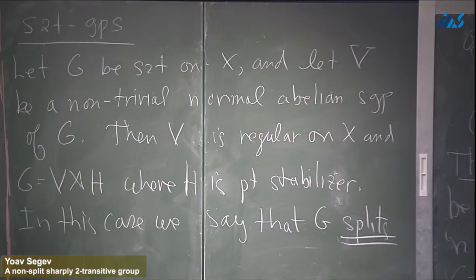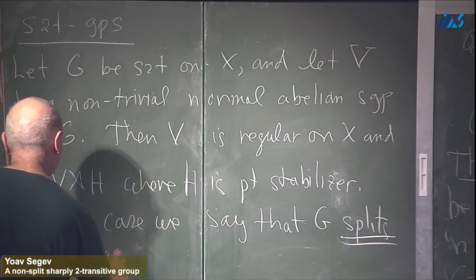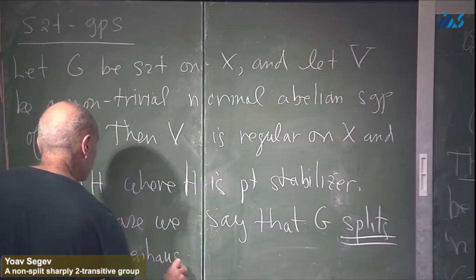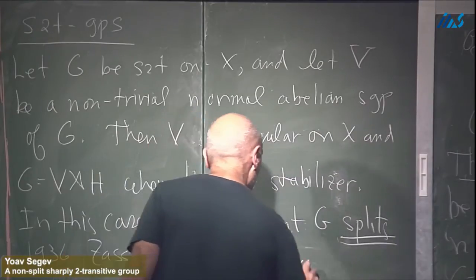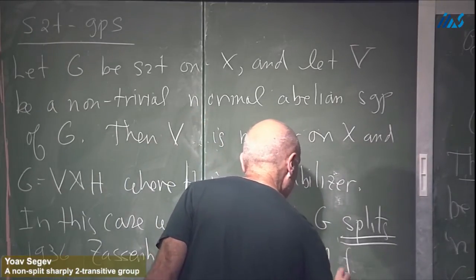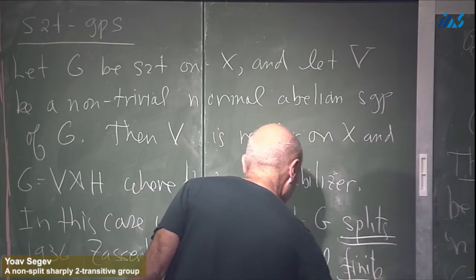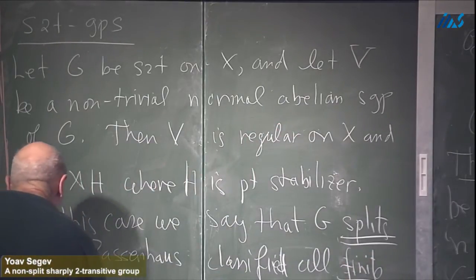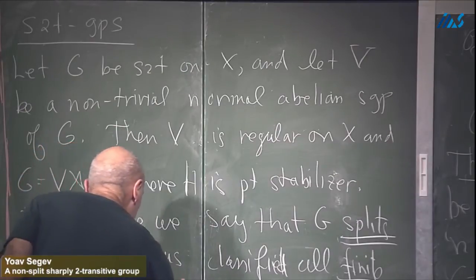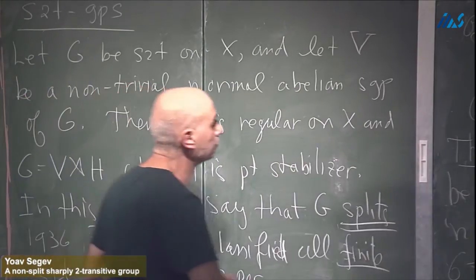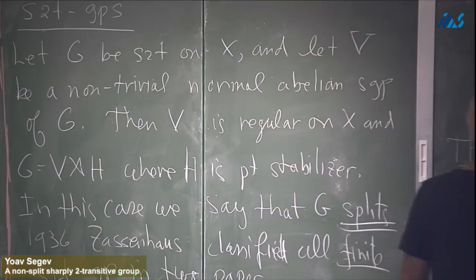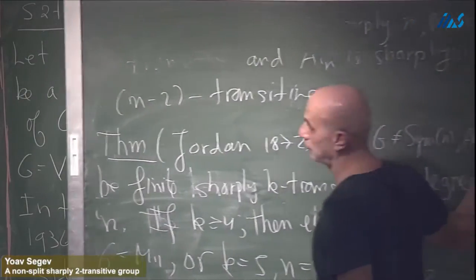Now, as I wrote in the abstract to my talk, in 1936, Zassenhaus classified all finite sharply 2 transitive groups in two papers. In the first paper, I'm going to move this all the way over here.